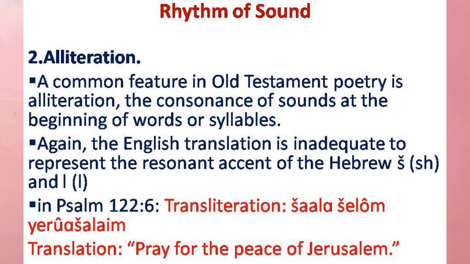Again, the English translation is inadequate to represent the resonant Hebrew ish and I sounds. So, whenever it is translated into our Bible in English, it is not applicable because it is just a translation. We are not using the original words in Hebrew. We have an example here in Psalms 122 verse 6. The transliteration is Sha'alu shalom Yerushalayim. The first two words, sha'alu and shalom, are a good example of alliteration. The translation is: pray for the peace of Jerusalem.